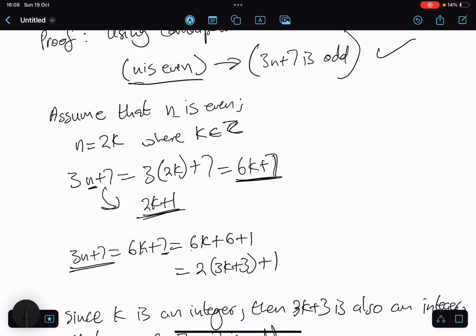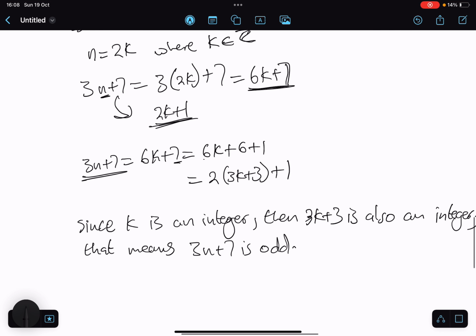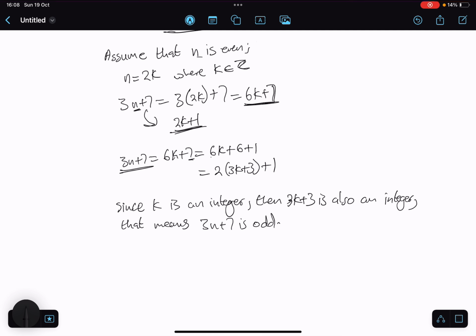So this was the last example that I had. In the next video, I'm going to talk about proof by contradiction, which is another unique proof that is very crucial when you're looking at discrete mathematics. So thank you for watching.